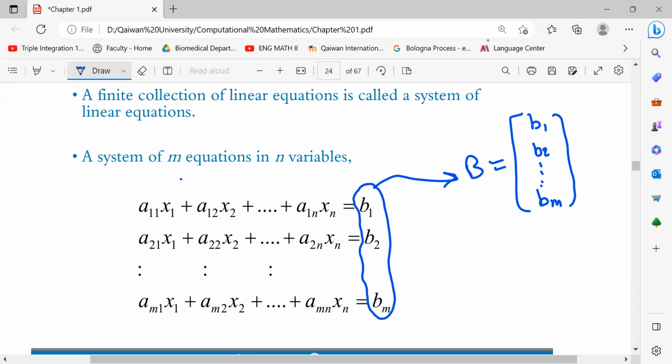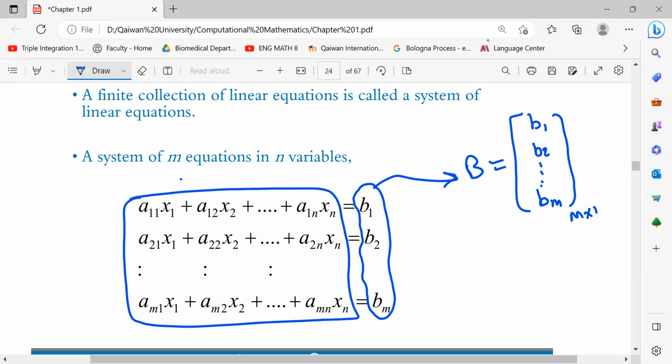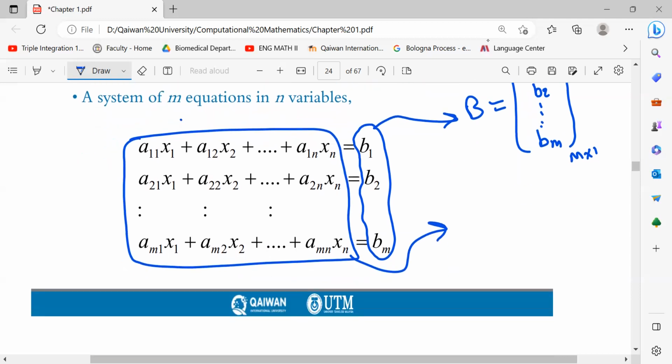This is a matrix. Okay, it's a column vector. The size of this matrix is m by 1, because you have only one column. Then in the left-hand side here, we get two matrices. One from the coefficients, and we name it matrix A. Matrix A is a matrix that we obtain from the coefficients of the variables.